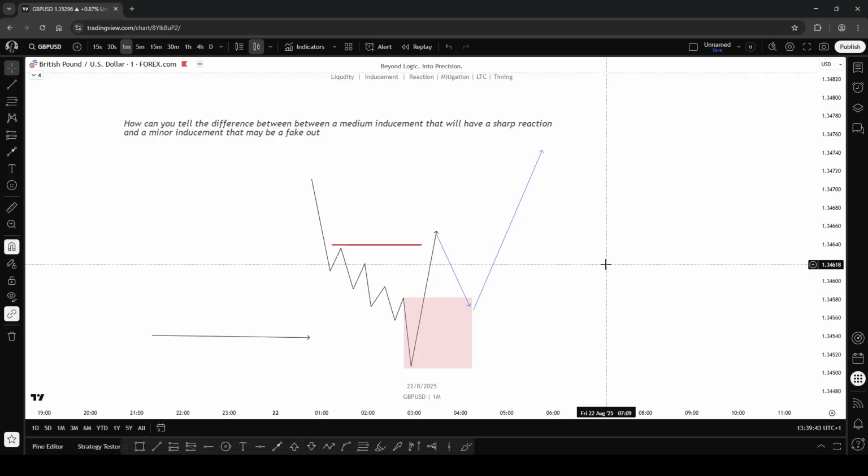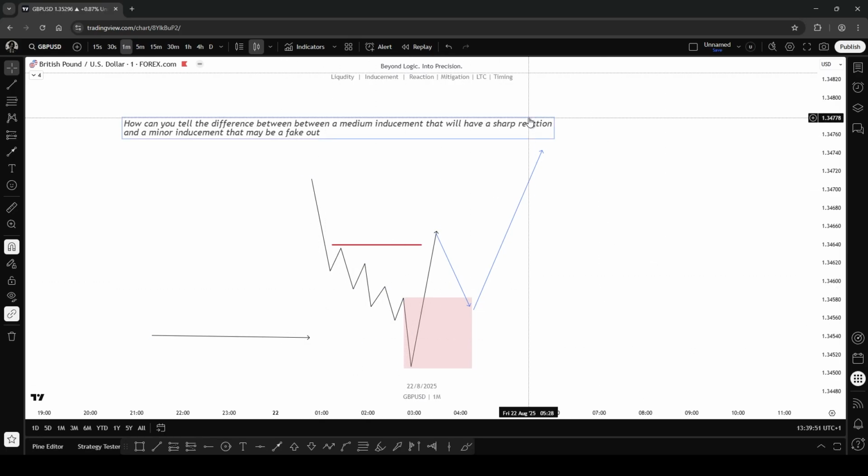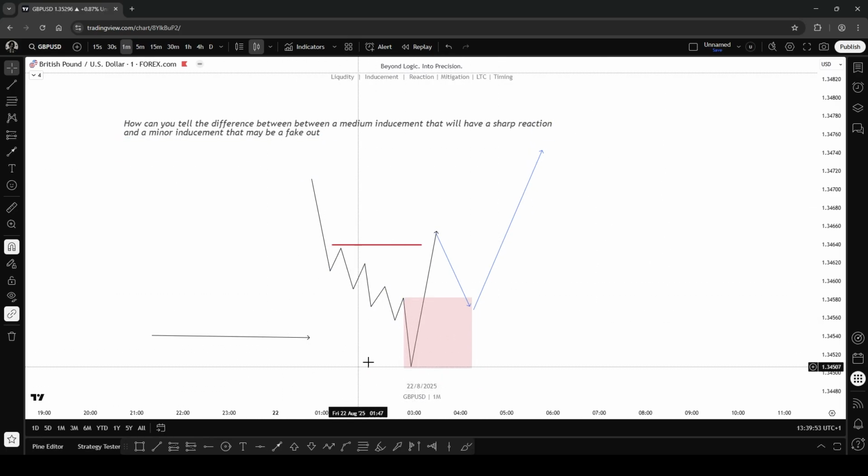So depending on the context, the meaning of the inducement changes, right? So a medium inducement leads to a reversal. In this particular scenario, we had the minor inducement that may lead the price to undergo a pullback and mitigate something valid, or not always is it going to be a mitigation, but sometimes it is going to be an inducement as well. So induce and then continue in the trend direction, right? So the meaning changes, right?